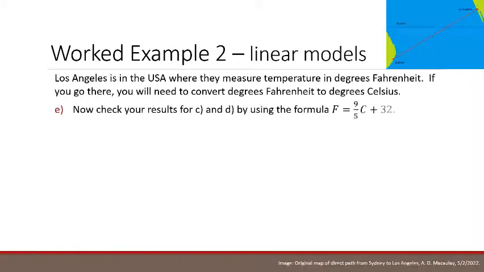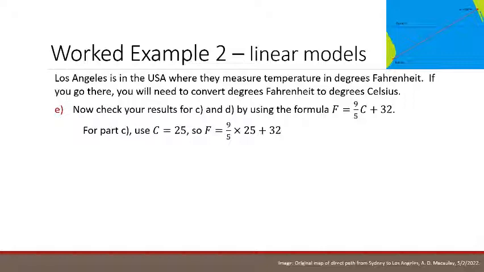Well, let's have a look at part E. It says, now check your results for C and D by using the formula F equals 9/5 C plus 32. This is a linear relationship. For part C, we're going to substitute C equals 25. Remember, we were given 25 degrees Celsius. So we simply substitute F equals 9/5 times, instead of C, we write 25, plus 32.